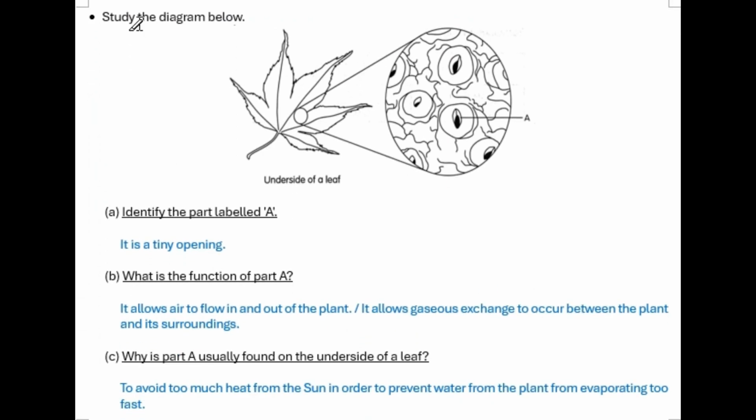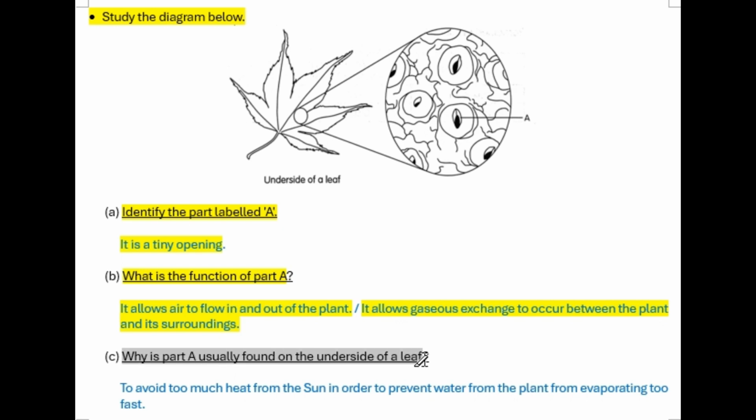Study the diagram below. Identify the part labeled A. It is a tiny opening. B. What is the function of part A? It allows air to flow in and out of the plant. It allows gaseous exchange to occur between the plant and its surroundings.